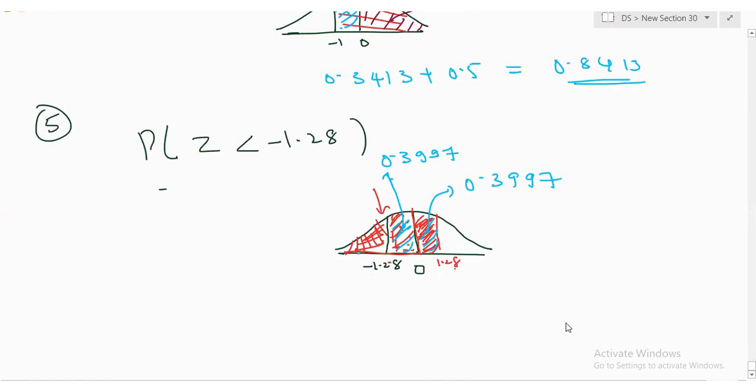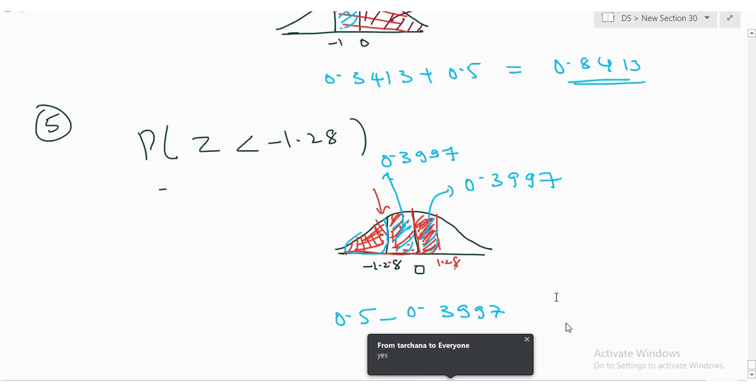But I want only how much? This area only I want, right? So how can I get that? 0.5 minus 0.3997. Whatever answer you get, this is the final answer. Clear or not? Friends, clear?